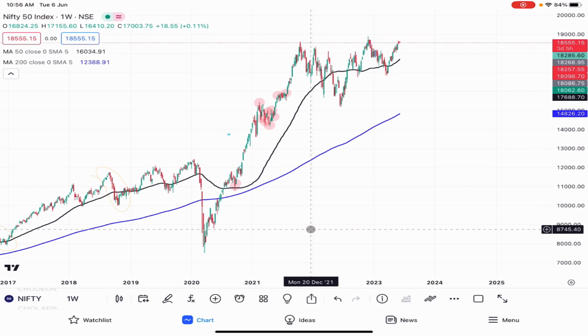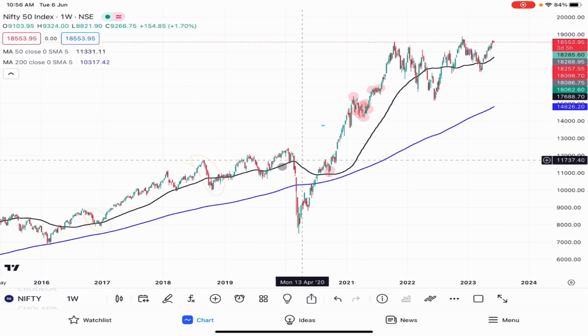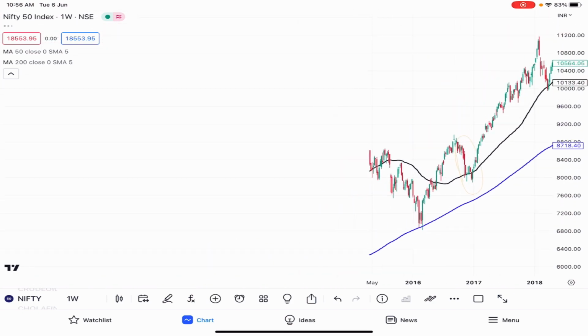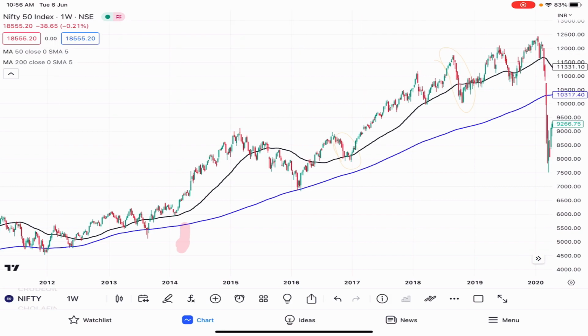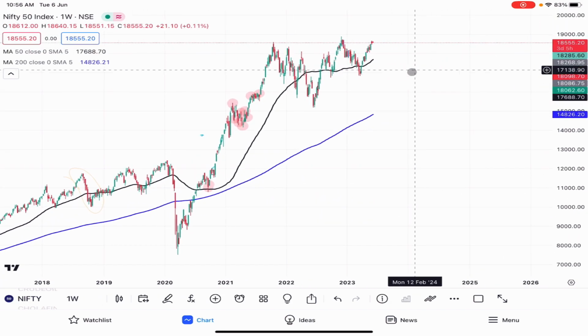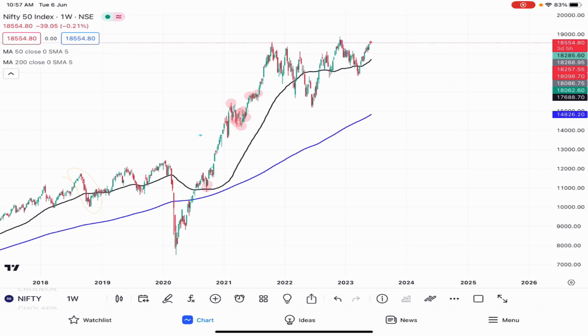Okay, so look at this now. The black one is my 50 moving average. The blue one is my 200-day moving average. So how can I use it in my trading? Just an example. First of all, if you can see that your black line is also rising and your blue line is also rising, that gives you a double confirmation that the larger trend is also an uptrend and the smaller trend is also an uptrend, right?